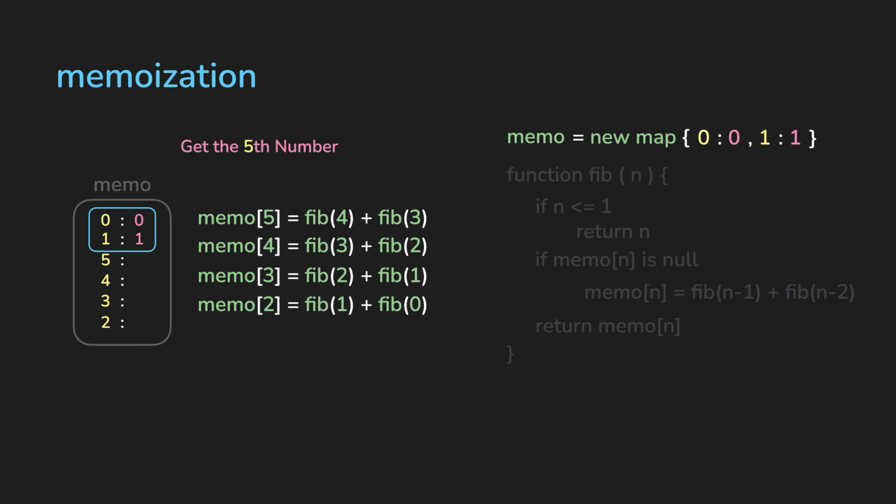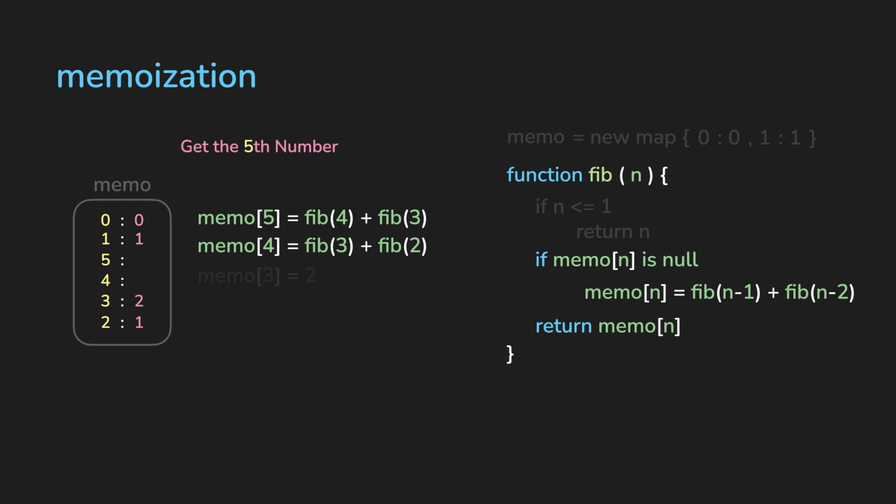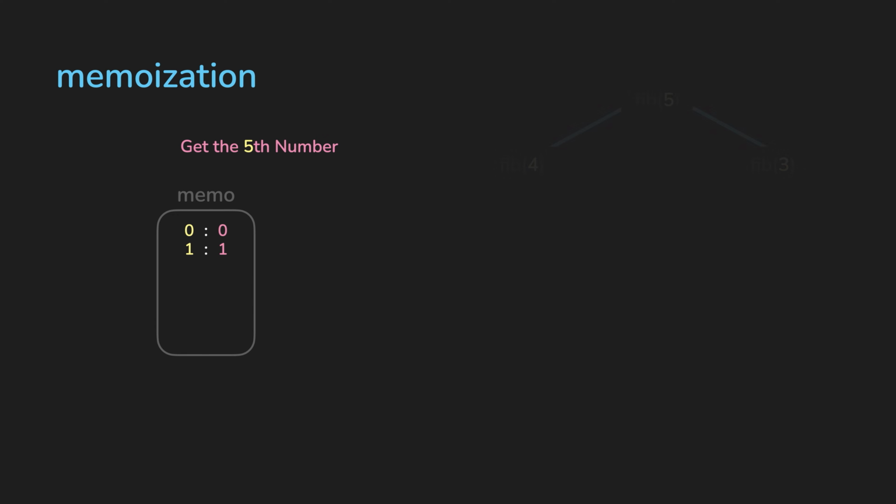Memo1 and memo0 are not empty this time because we filled up the initial values. Because of this if statement, fib1 will return 1 and fib0 will return 0. So 0 plus 1 is stored in memo2. When we already have a value for memo2, you can see how it just returns the Fibonacci value in memo2. This is why we're able to store memo3, memo4, and memo5 and eventually get the value of the fifth number.